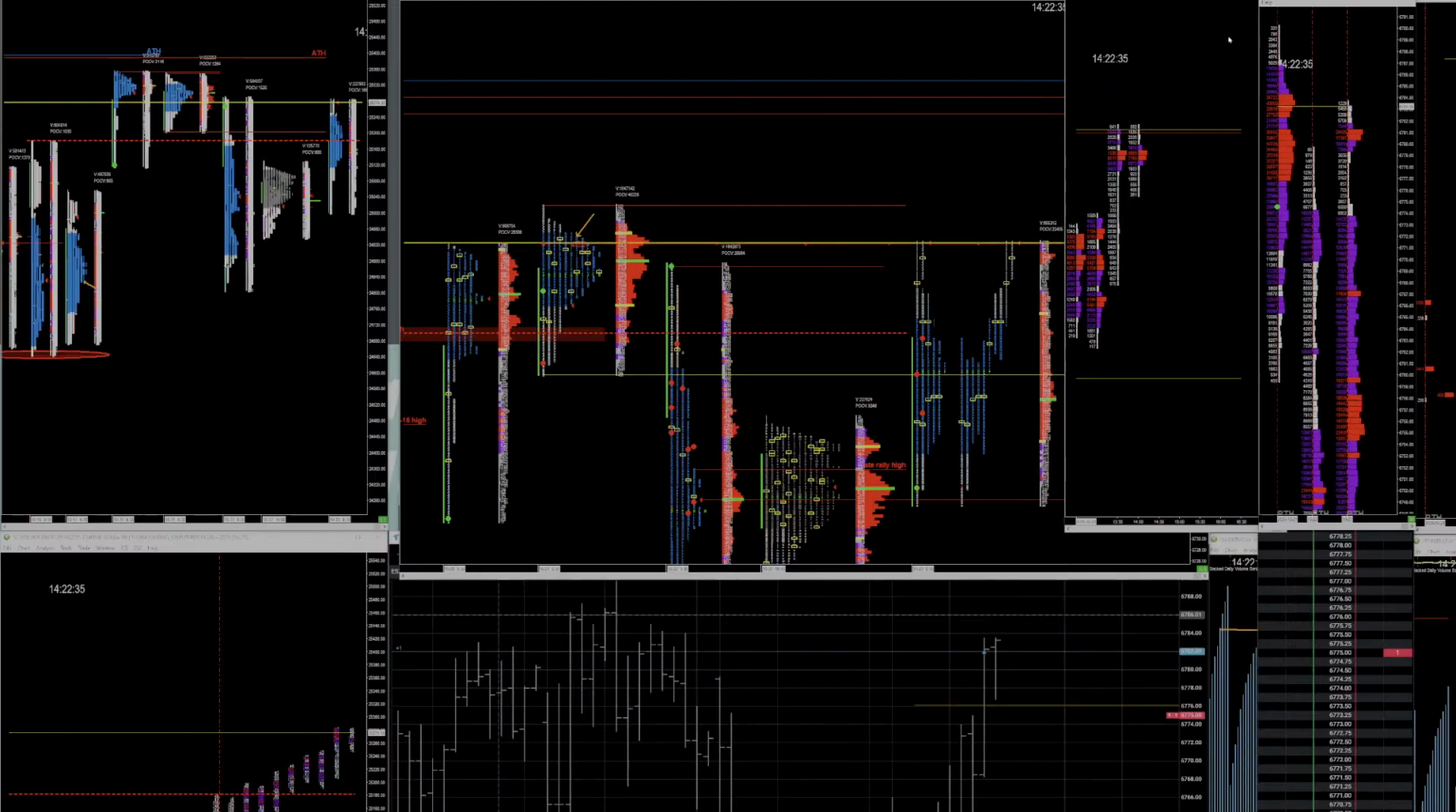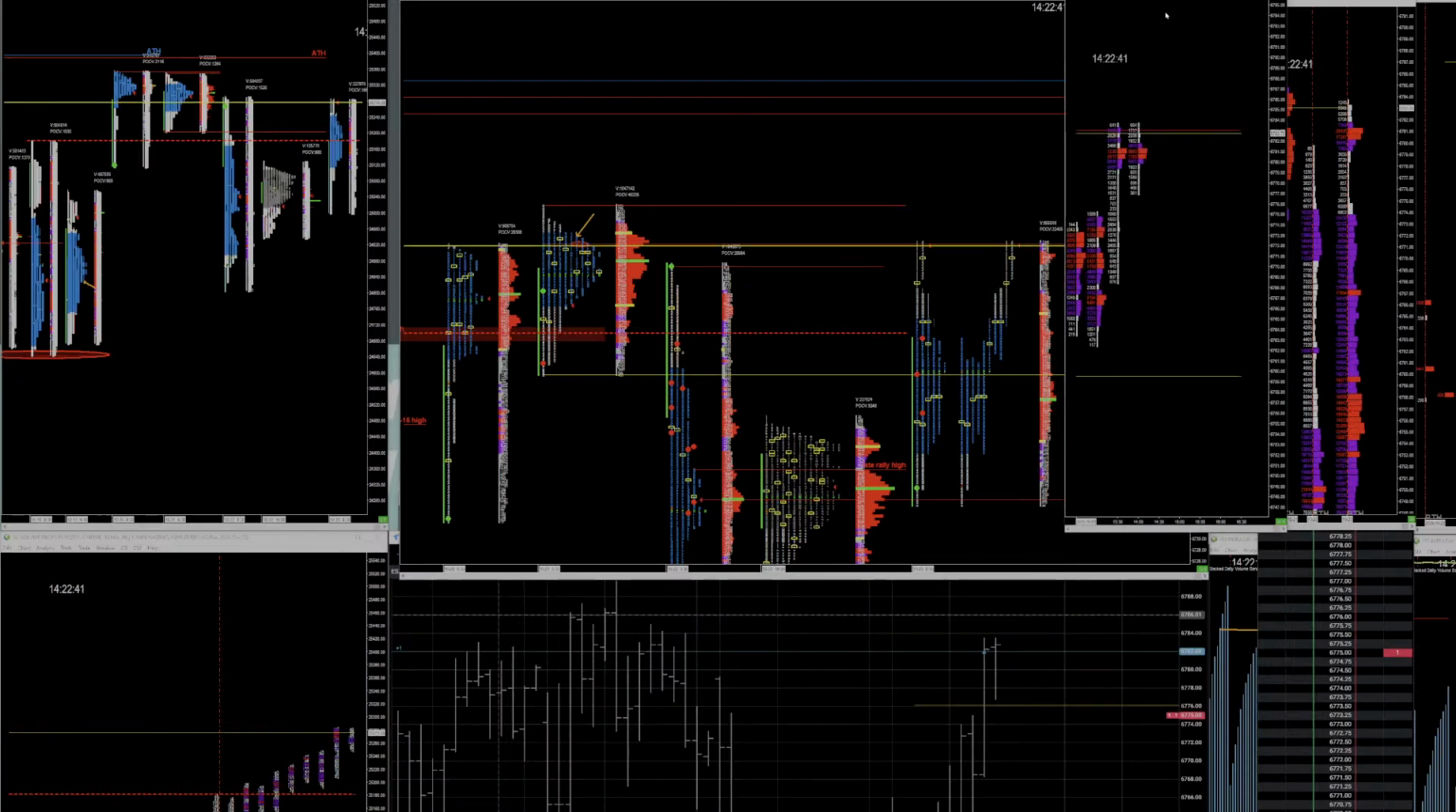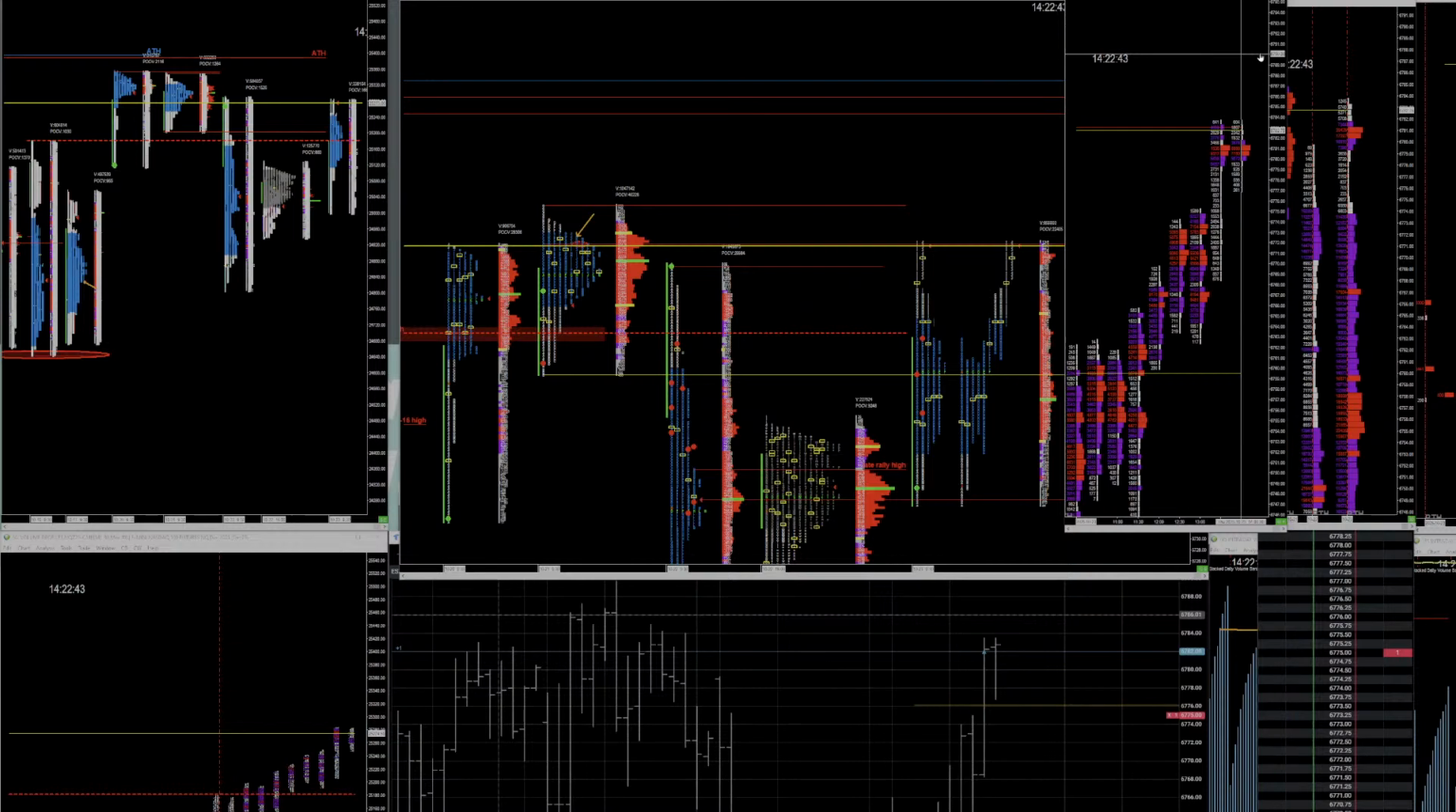That's why it's important to know. It is very important to have a plan in place before entering the trade.